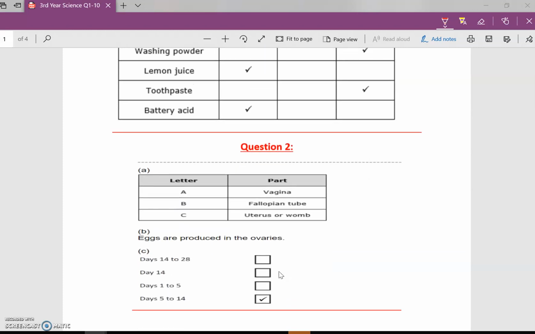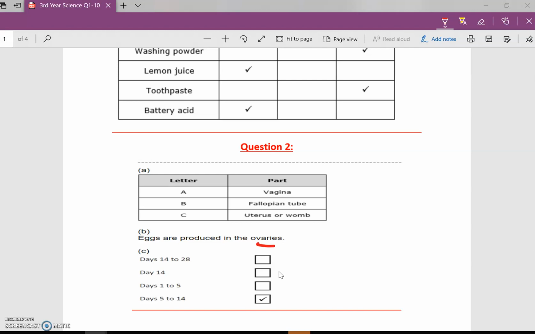Then question 2, we have the female reproductive system. We're asked to label the parts A, B, and C. So A is the vagina, B is the fallopian tube, and C is either uterus or womb. Part B then asks to name the part of the system in which the eggs are produced. So that's obviously the ovaries.